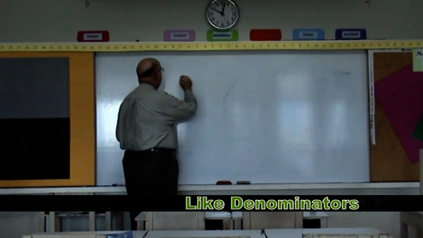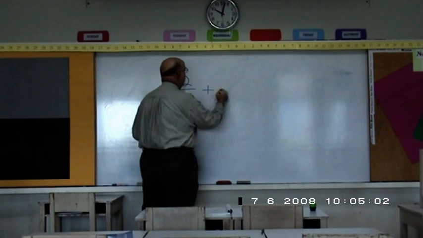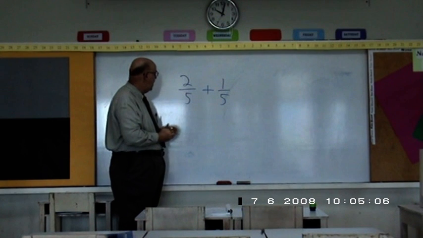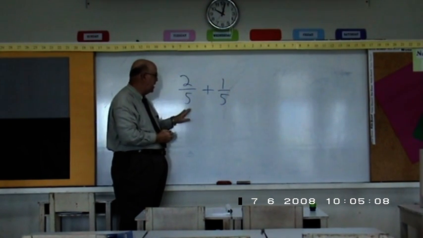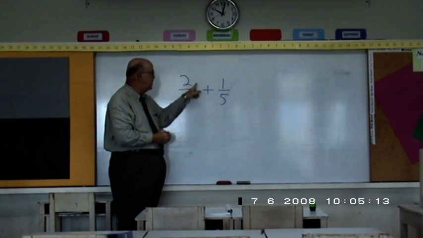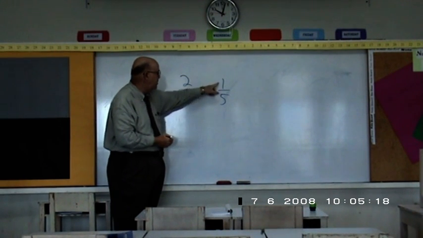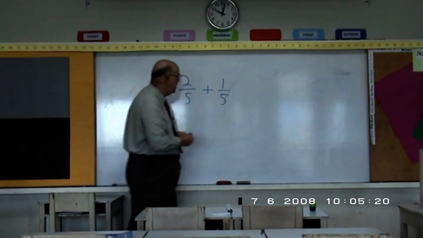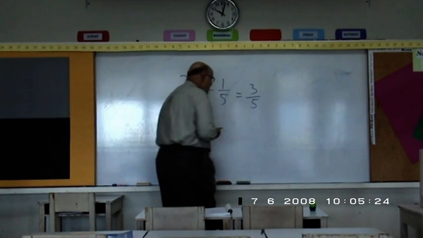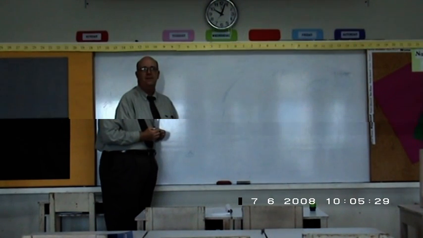So let's take the fraction 2/5 plus 1/5. When we have the denominator the same, and we're adding or subtracting, we just add or subtract the numbers at the top. So this problem here would be 2 plus 1 over 5, and the answer would be 3/5. And you'll remember this from last year and the year before.